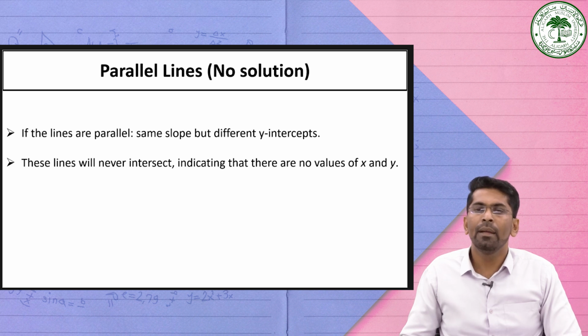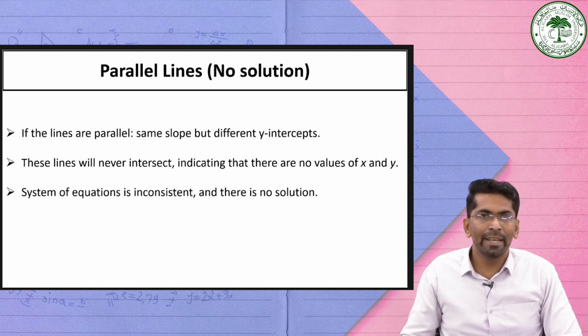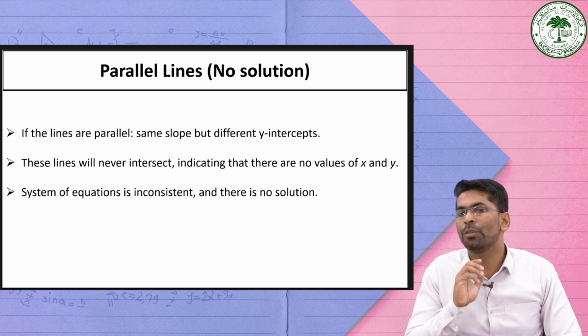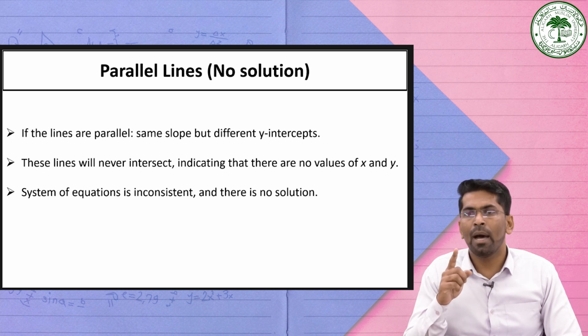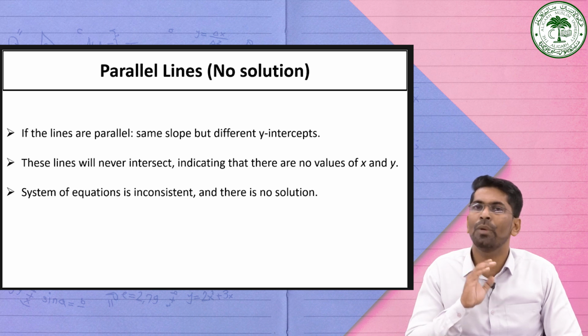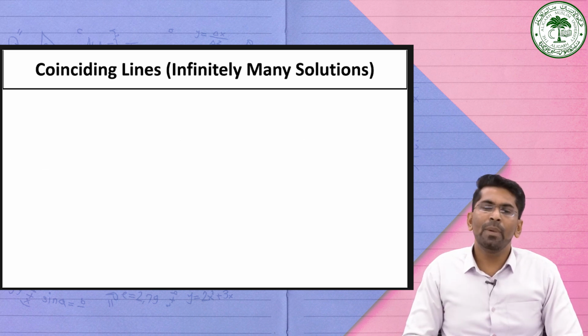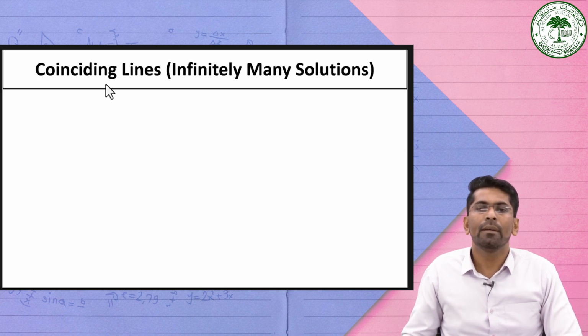If the lines are parallel, they never intersect, indicating that there is no value for x and y. In this case, the system of equations is inconsistent and there is no solution. So when the lines are parallel, we don't have any solution to the system of linear equations. Similarly, if the lines are coinciding, then infinitely many solutions exist.